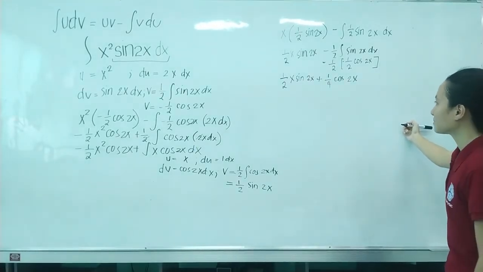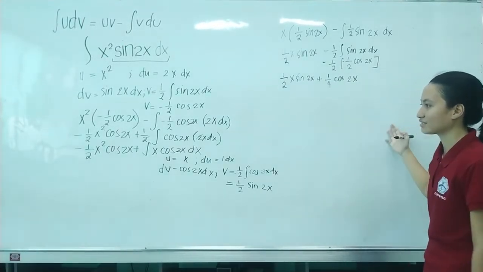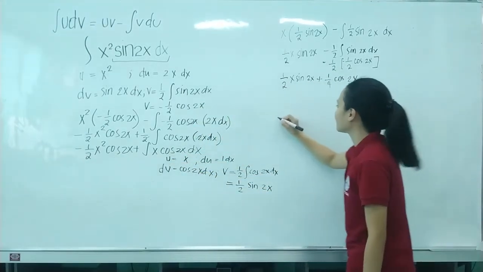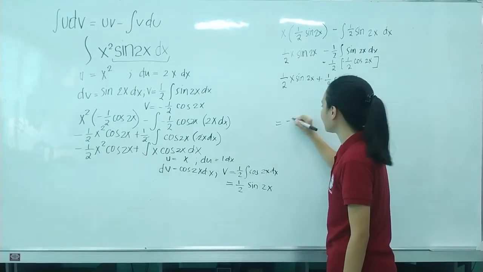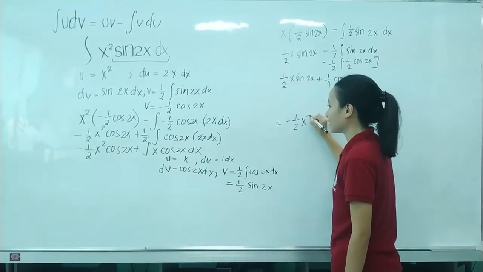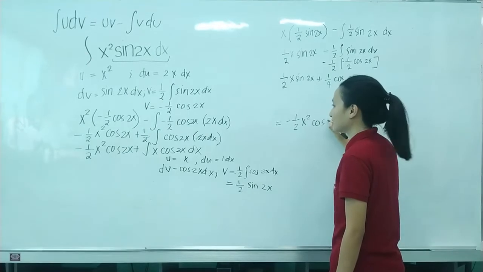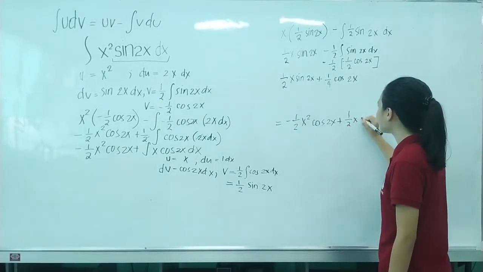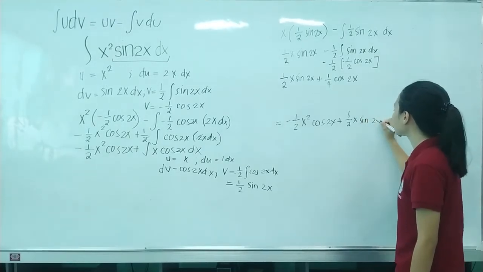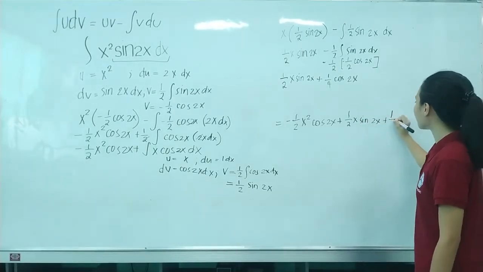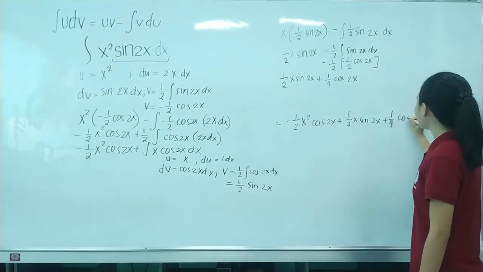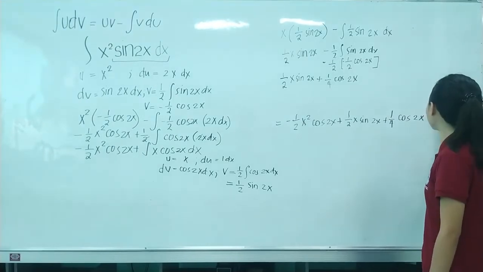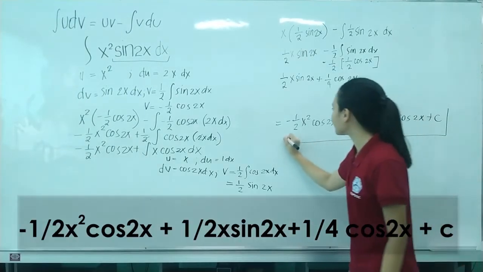And then, we can now find its final answer, but don't forget what we have solved here. So this will be equal to negative 1/2 x squared cosine 2x plus 1/2 x sine 2x plus 1/4 cosine 2x, and don't forget plus c. So this will be our final answer.